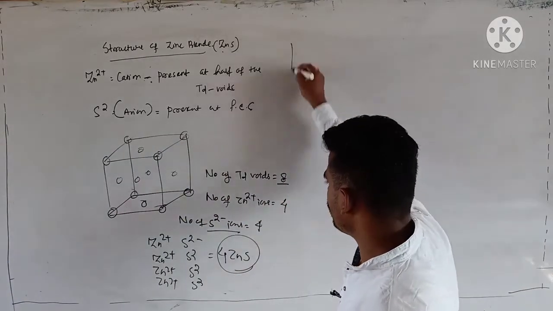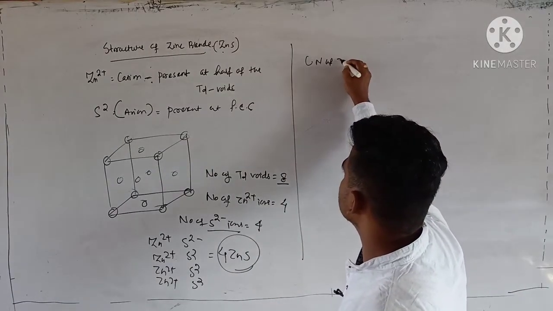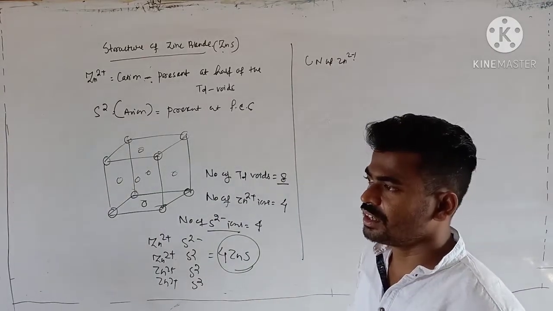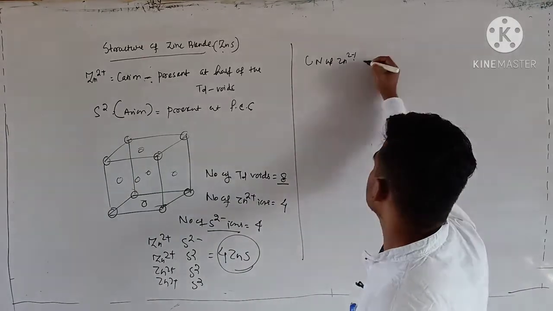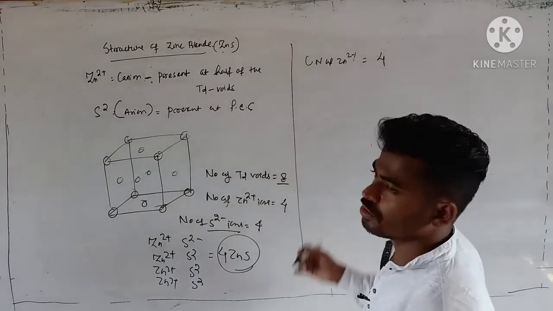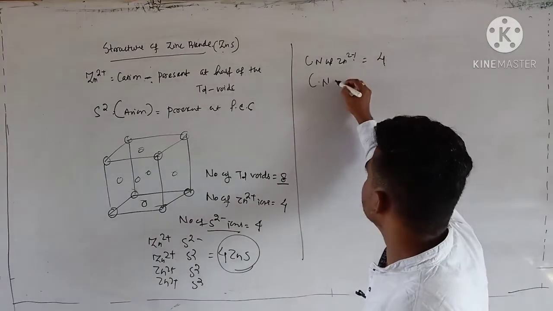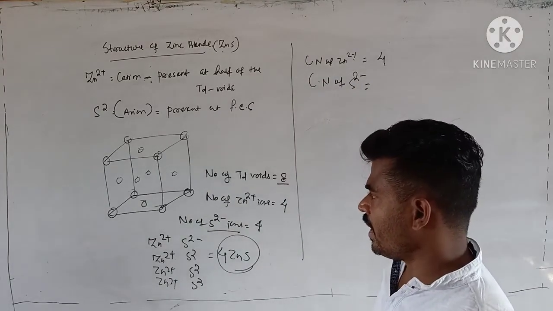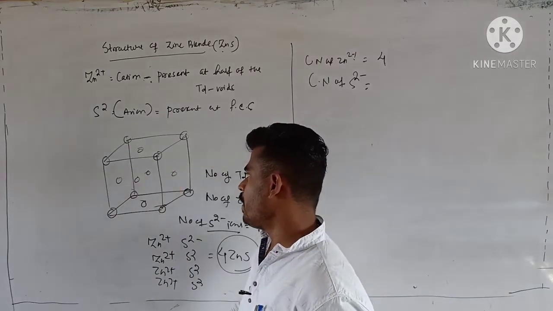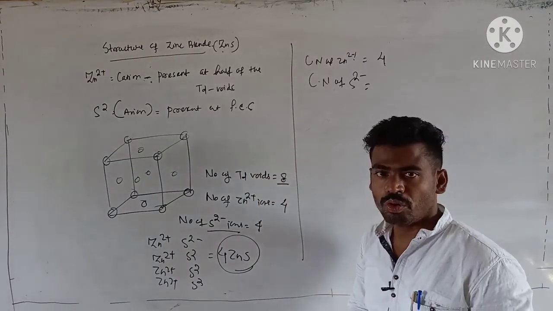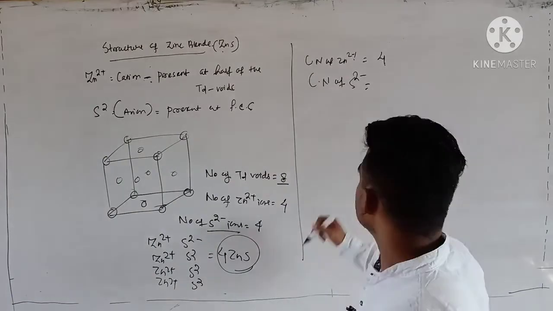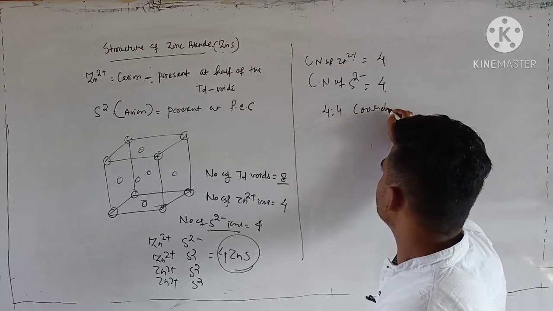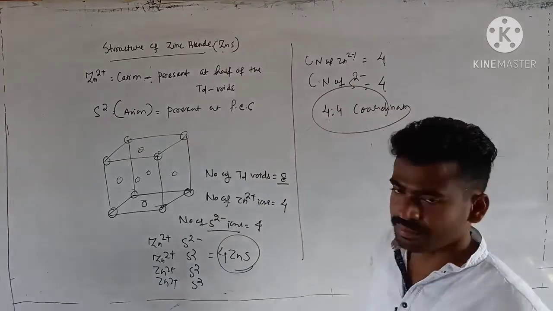Next, what about their coordination number? Coordination number of Zn2+: Zn2+ is present in a tetrahedral void, so it is associated with 4 sulfide ions. So the coordination number of Zn is 4. And if I ask you the coordination number of the S2- ion, which is present at the packing site, it is also associated with 4 Zn2+ ions. So the coordination number is also 4. So it is 4:4 coordination. That clear?